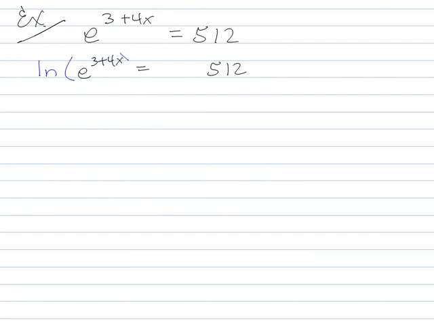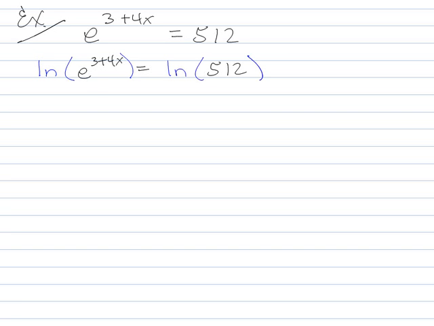Say we've got e to the 3 plus 4x equals 512. All right, we've got the exponent by itself off to one side, and everything else is on the other side. So let's go ahead and take the natural log of both sides.